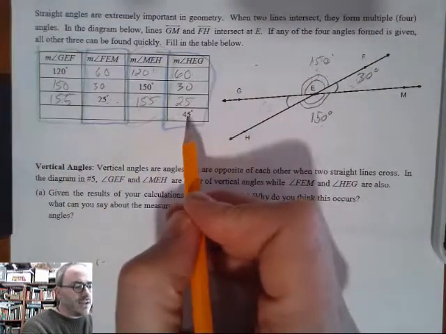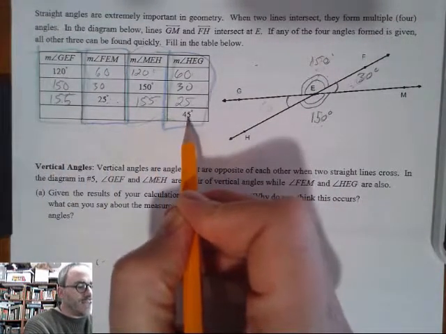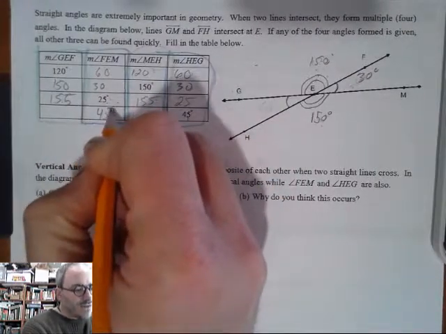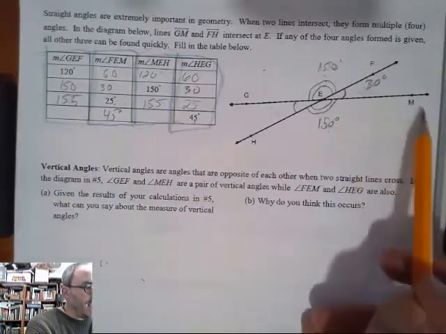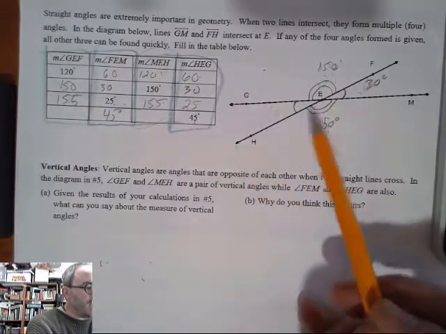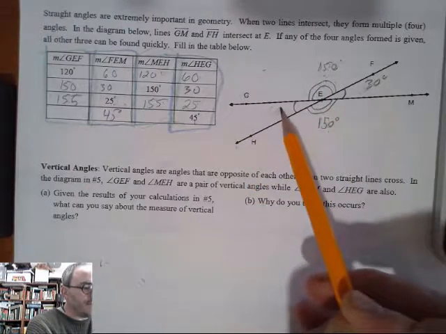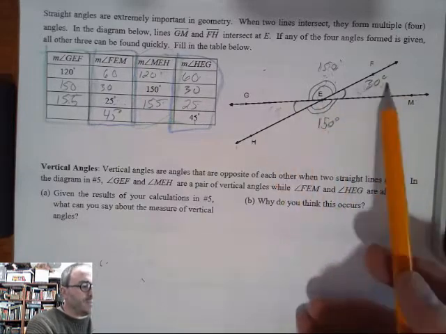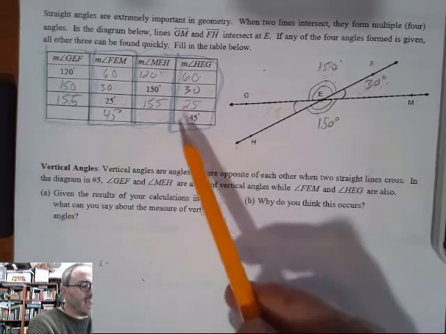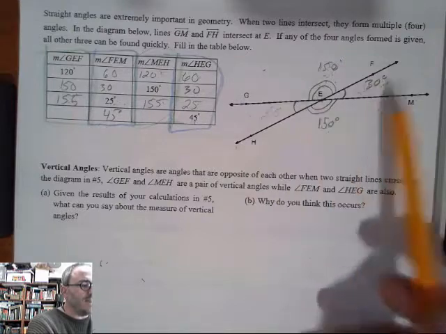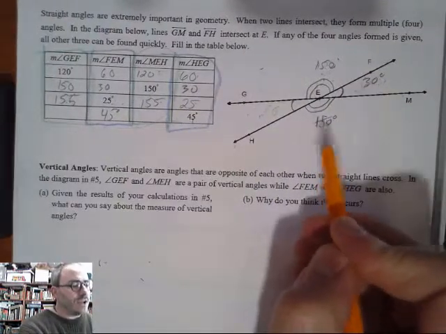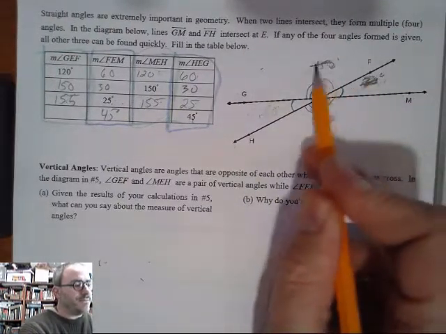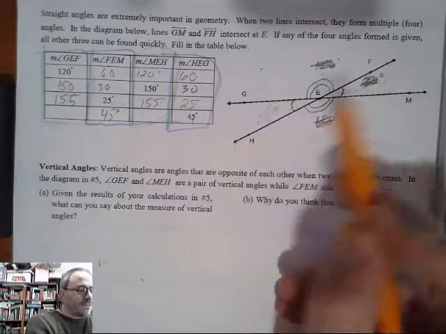This one over here, this is 45 here. If this is 45, then this has to be 45 because this is H-E-G, that's this one. And this is F-E-M. These two are vertical angles, so they have to be the same. If this is 45, that's 45. Ignore what I have written now. That's from our previous problem. If that's 45, that's 45.